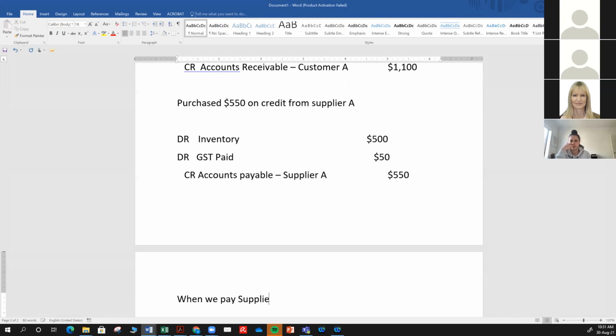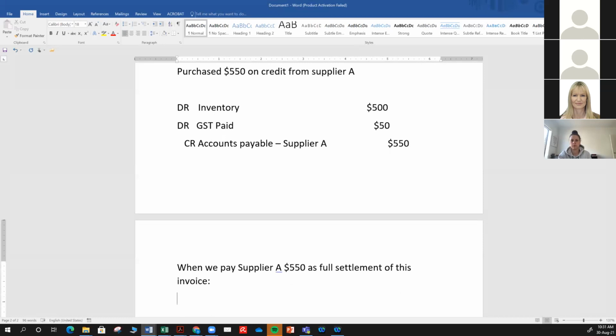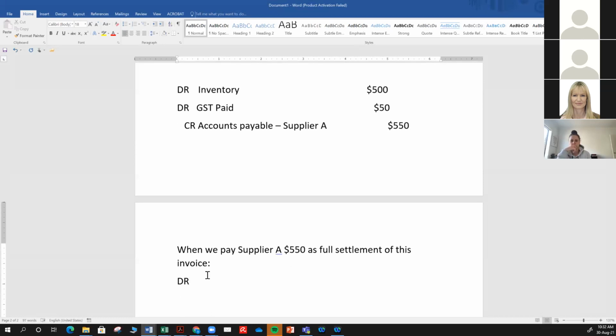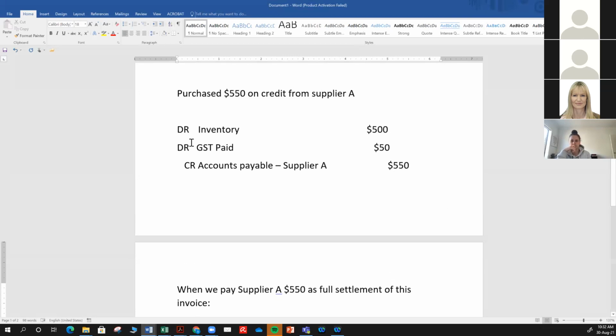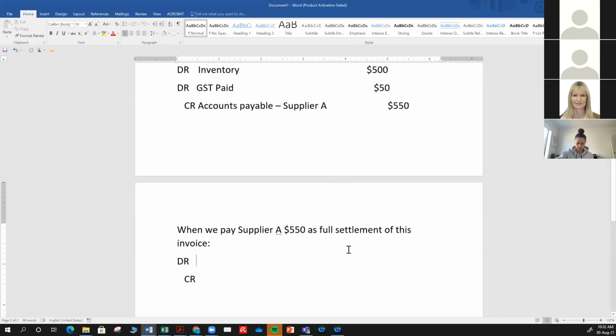Now, when we pay supplier A 550 as full settlement of this invoice, what are the entries? Where do we debit and where do we credit? Look at this initial entry, your first entry. This is when you put this invoice into your accounts payable system. Now you are paying this invoice.